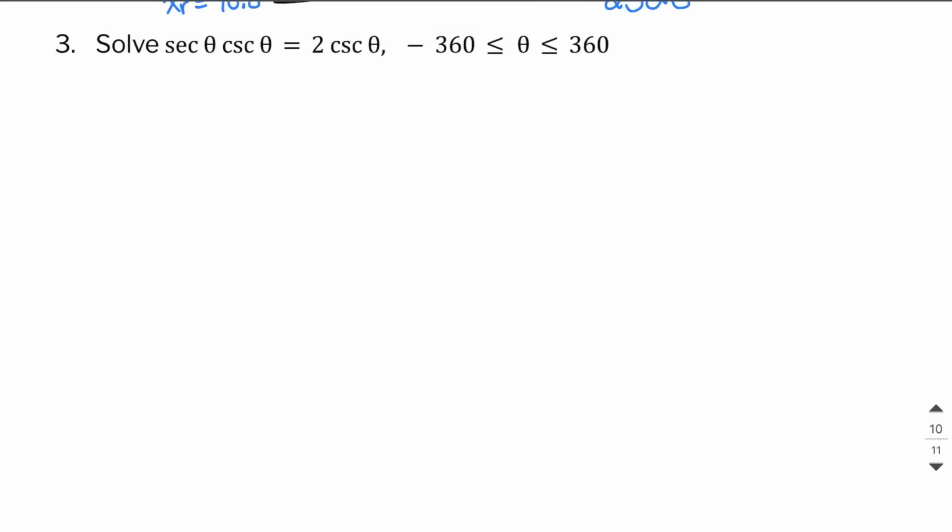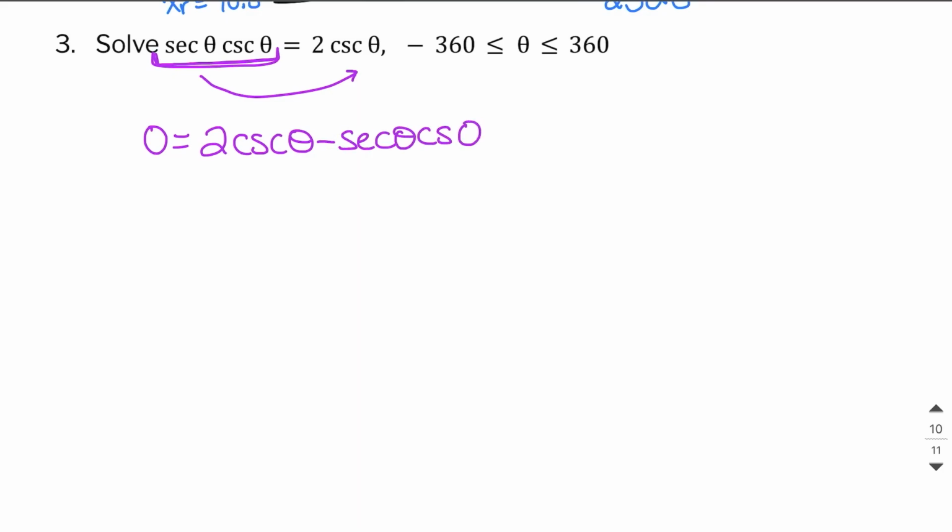Okay, in this next example, this one's a little bit trickier, so pay really close attention to this right here. For starters, this question right here, we could do a substitution, but it's not really that necessary. But also please be aware that this is a single term. So I'm going to move this over to the other side. So 0 equals 2 cosecant theta minus secant theta cosecant theta, okay? And now we have two terms.